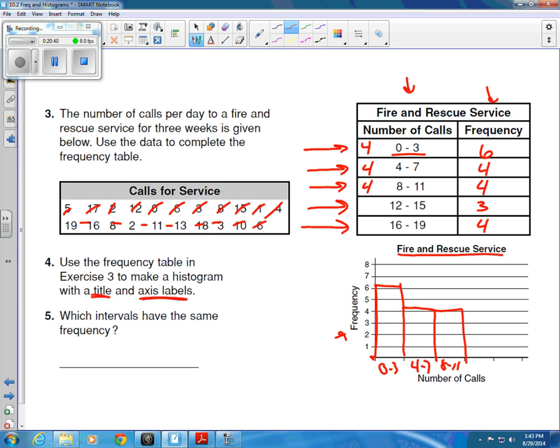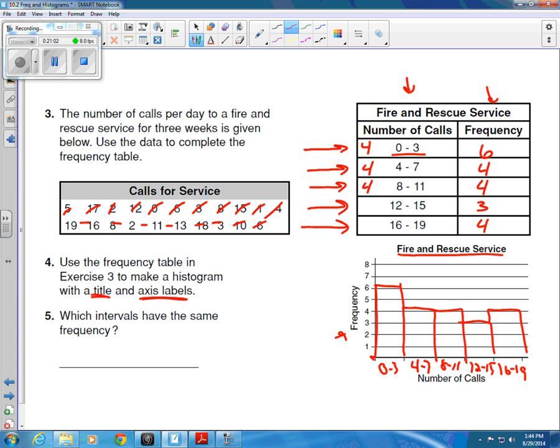Next group, 12 to 15. Had a frequency of 3. And last group, 16 to 19. Had a frequency of 4. There's my histogram. Notice all my bars are touching. They are all the same distance apart, and they are all representing ranges that contain the same amount of numbers.